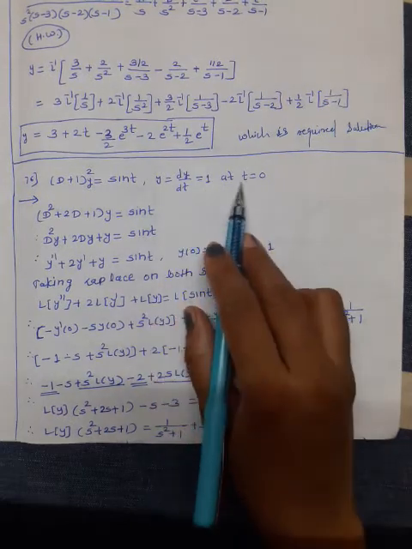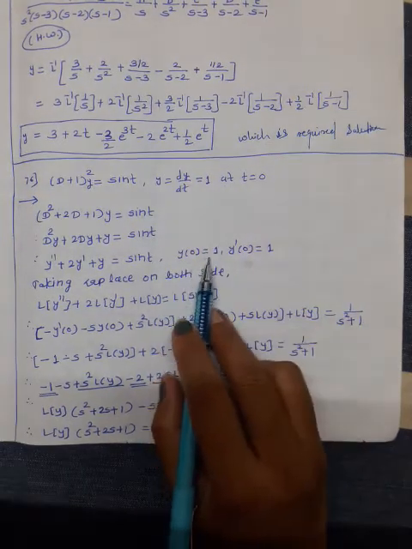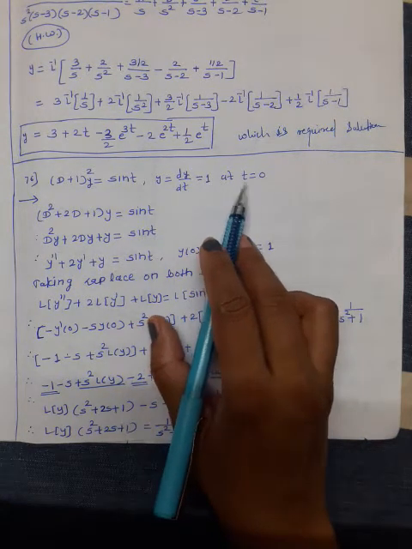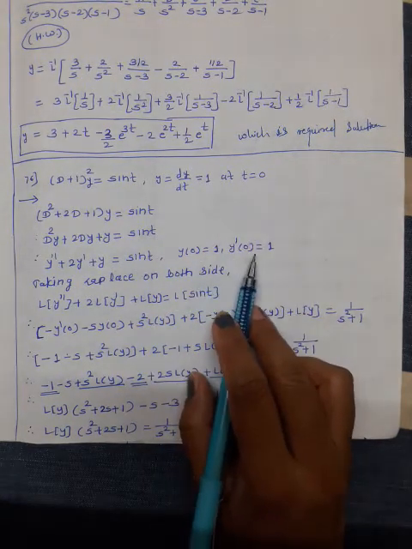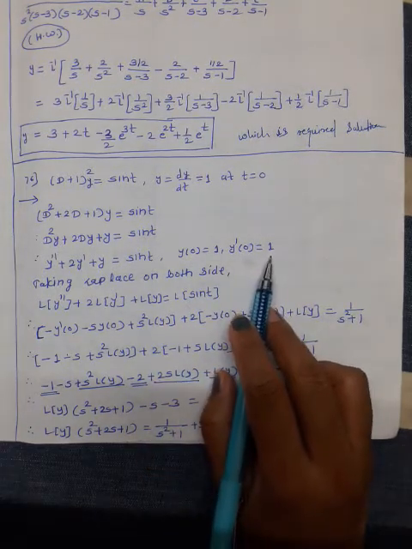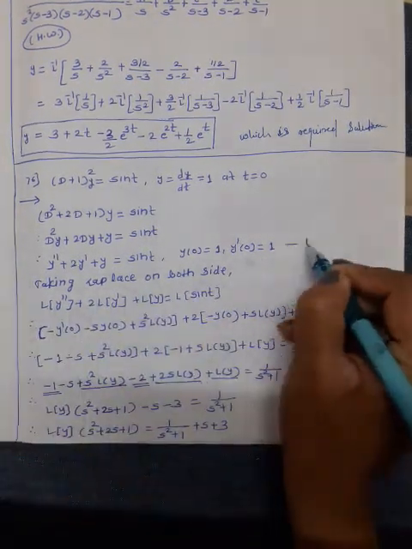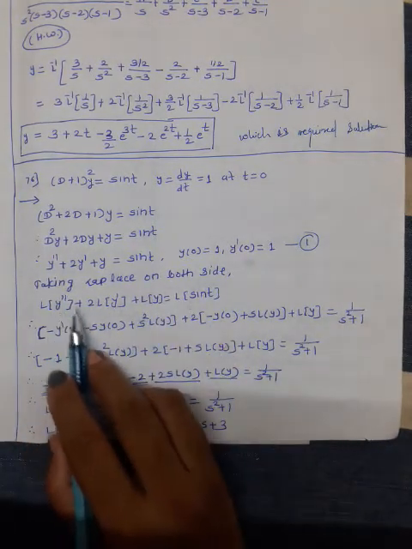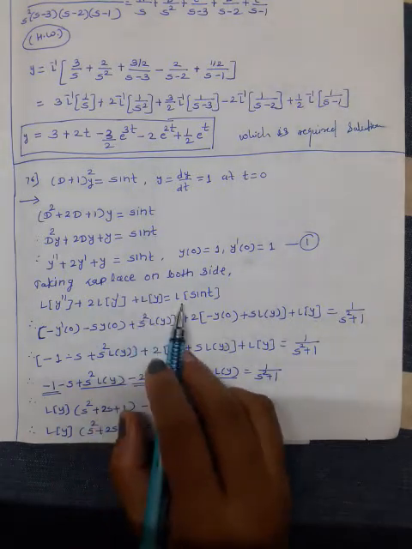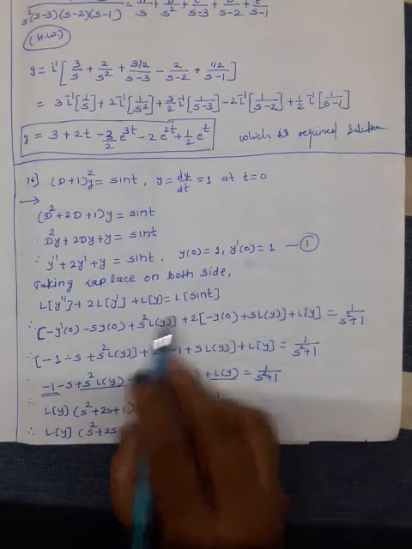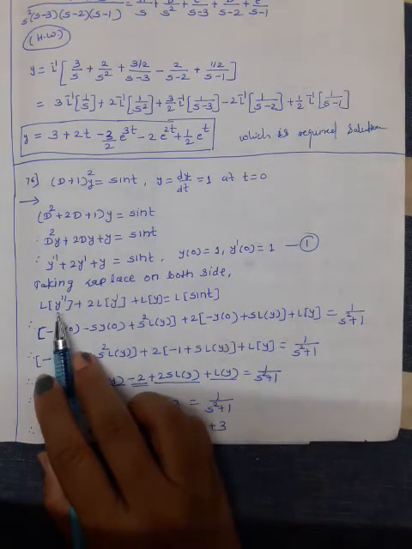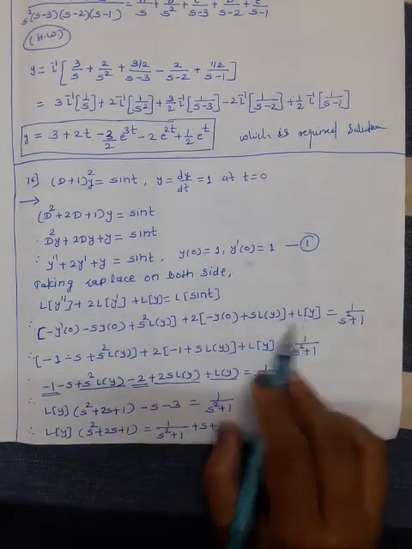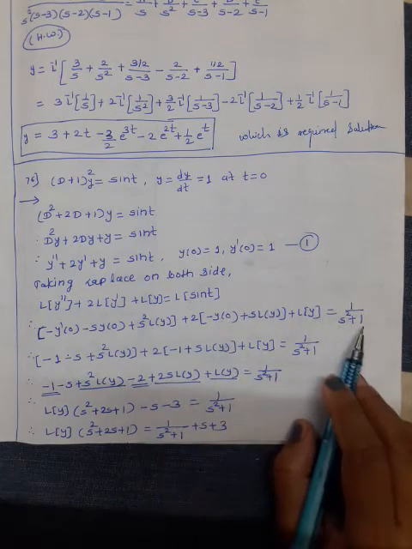y is equal to 1 at t is equal to 0 means y of 0 is equal to 1. dy by dt, that is y dash, is equal to 1 at t is equal to 0, means y dash of 0 is equal to 1. These are the two initial conditions. Now this is our original equation. Now taking Laplace on both sides, we get L of y double dash plus 2L of y dash plus L of y is equal to L of sin t. Now put all these formulas here for L of y double dash, L of y dash and L of y as they are, and the Laplace of sin t is 1 upon s square plus 1.